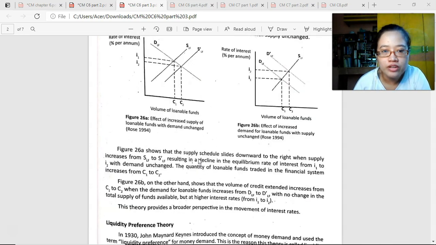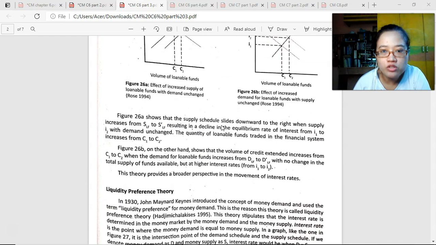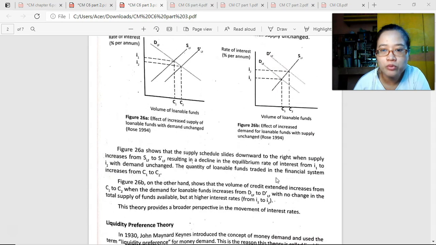Okay? So, ayun. Shows that the supply schedule slides downward to the right when supply increases, resulting in a decline in the equilibrium rate of interest. Pag tumataas yung supply, tapos yung demand hindi naman nagbago, so di ba nagkakaroon ng excess supply, so yung interest rate is bababa talaga. From I1 to I2 with demand unchanged. The quantity of loanable funds traded in the financial system increases from C1 to C2. Okay? Kasi nga ang nangyari is increase in supply.